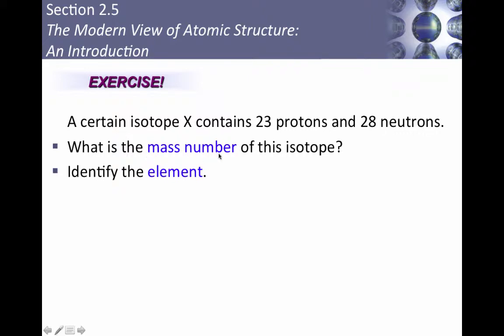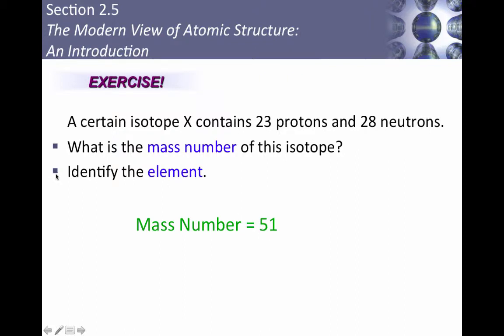So remember, we want to find the mass number of this isotope. And so the mass number is going to be based on the number of protons and the number of neutrons, because remember, electrons don't weigh anything. So if we want to find the mass number of this, it's going to be 23 plus 28. So our mass number should be, there we go, 51.